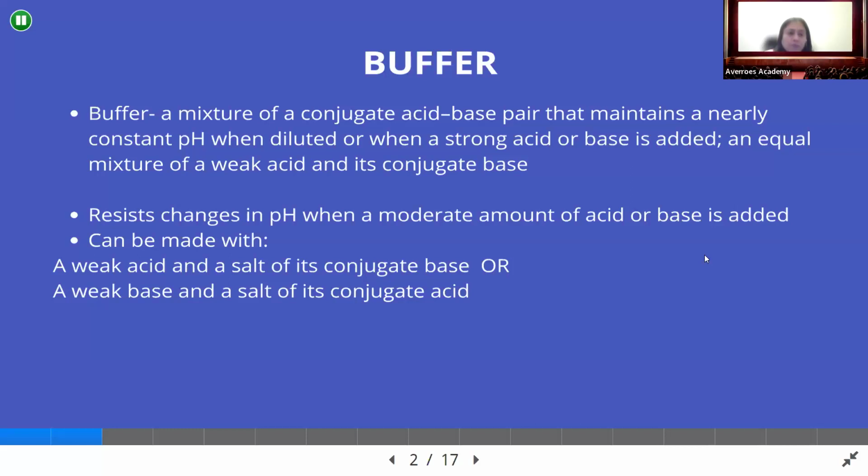And it's an equal mixture of a weak acid and its conjugate base. So they resist change in pH when a moderate amount of acid or base is added. A weak acid and a salt of its conjugate base will be a buffer, or you can have a weak base and a salt of its conjugate acid together.